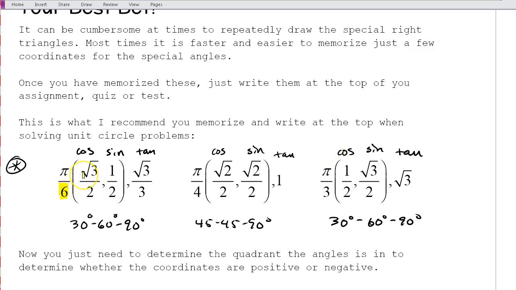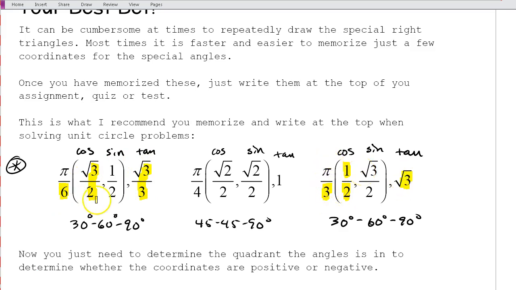Well, for pi over 6, I know that 3 times 2 is 6. So that's a little trick there. For pi over 6, root 3 over 2 comes first. Then I have 1/2. For pi over 3, I remember that the 1/2 comes first because 1 plus 2 is 3. So just a little trick. You could figure out whatever trick you want if you don't like mine. And then for the tangents, I remember that root 3 over 3 goes with 6 because 3 plus 3 is 6. And for pi over 3, it's just root 3.